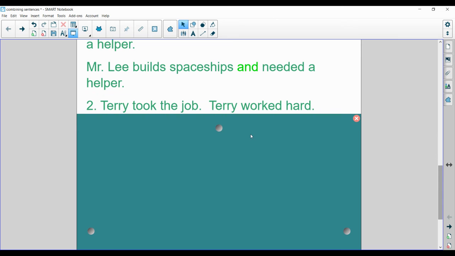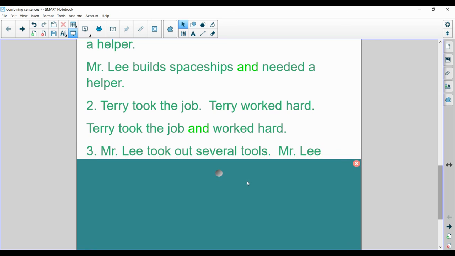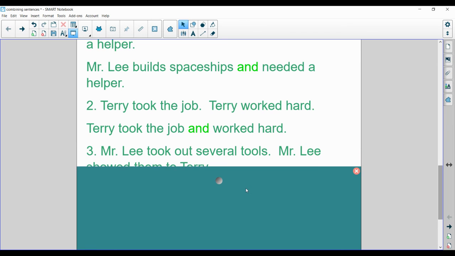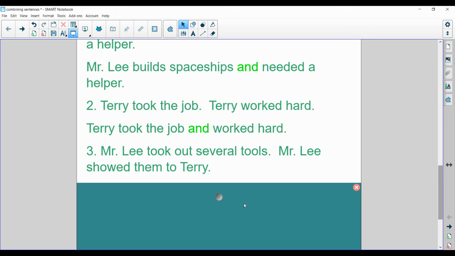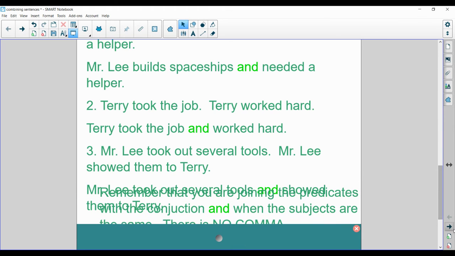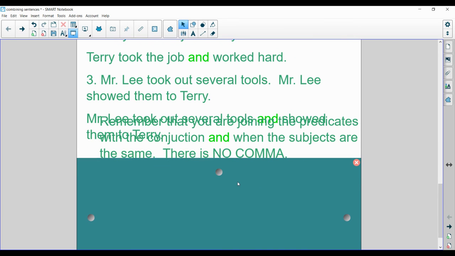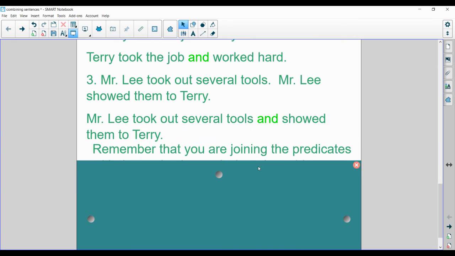Number two in your textbook, Terry took the job. Terry worked hard. I'm going to join my predicates and make it Terry took the job and worked hard. And number three, Mr. Lee took out several tools and Mr. Lee showed them to Terry. I'm going to combine those two sentences. Mr. Lee took out several tools and showed them to Terry.